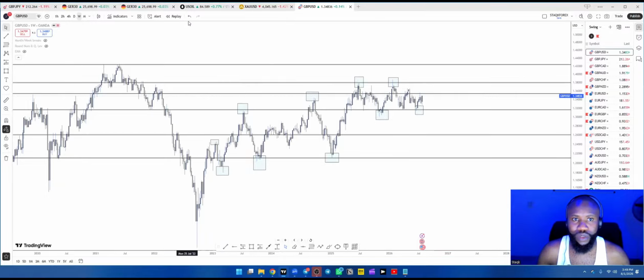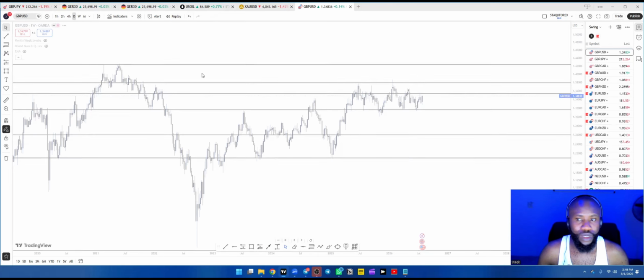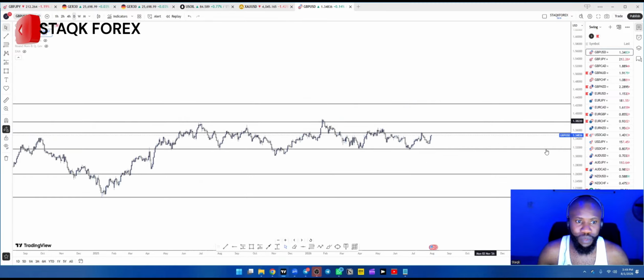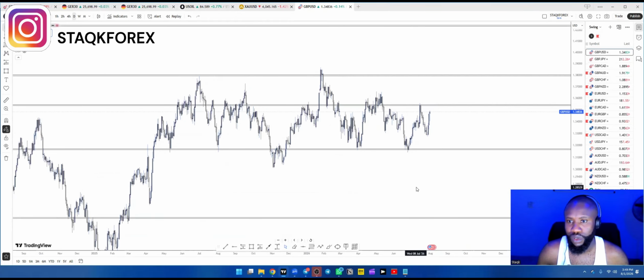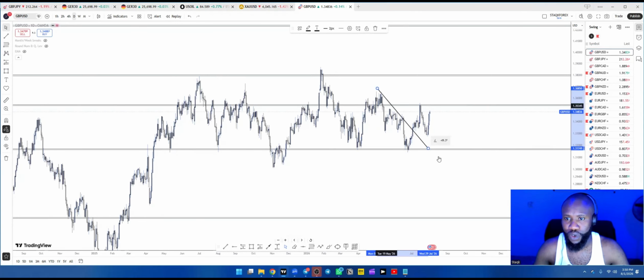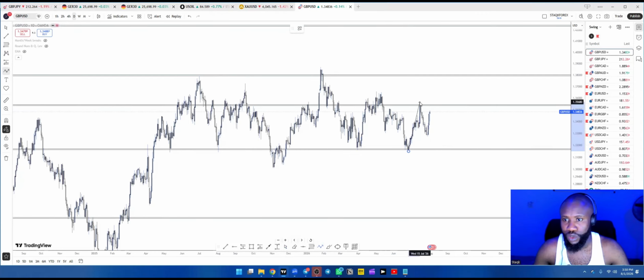So let's scale down to the daily time frame and see what is going on. Here is the daily time frame. I will zoom out to see what is going on. Price was bearish before, but currently, as you can see, price is changing to a bullish trend.